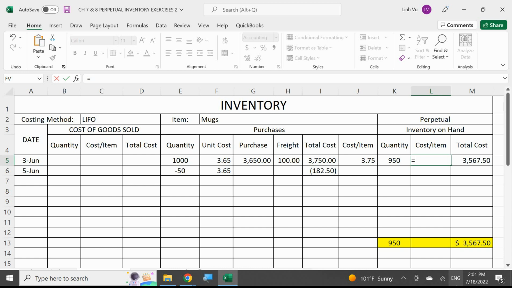In this case, I have 3,567.50. You do need to type it out, because if for any reason you change the quantity or change the total cost, your number will be messed up at that point. Okay? Then you're going to divide this by 950. You want to verify that you didn't make any typos here. So $3,567.50 divided by 950. What is my cost per item for this batch of inventory?